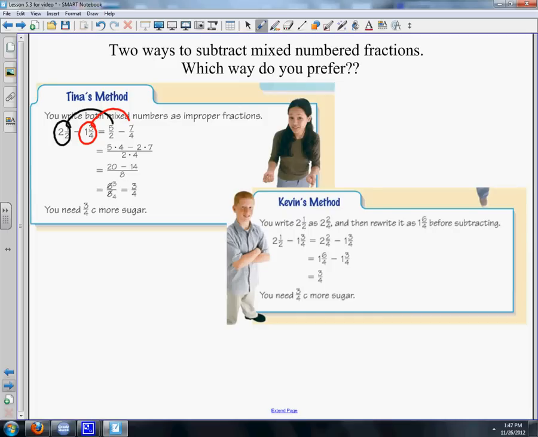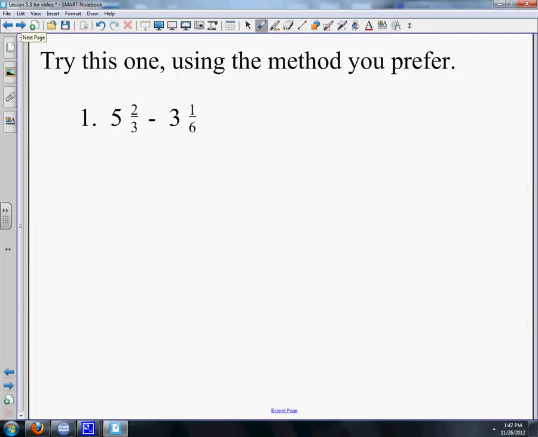Now Kevin, you write 2.5 as 2 2/4 and then rewrite it as 1 6/4 before subtracting. So what he does is he makes the mixed numbers have the same common denominator. And then I can't do 2 minus 3, so he takes 1 away from the 2 and makes it 1 6/4 minus 1 3/4. I prefer to do improper fractions, so that's what I'm going to use, but you can use either way. Okay, I'll show you both ways on this.